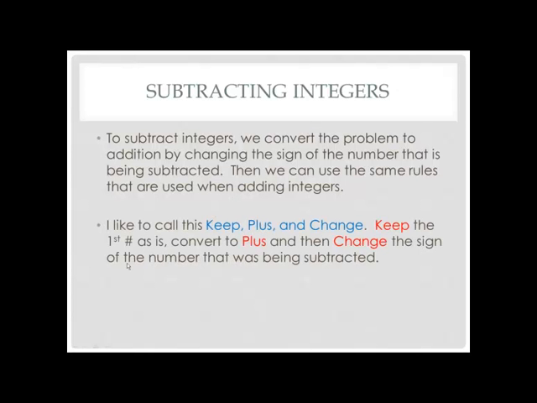So again, we convert the problem to addition by changing the sign of the number that's being subtracted. I like to call this keep, plus, and change. We keep the first number as it is, change it or convert it to plus, and then we change the sign of the number that was being subtracted. Then we use our rules that we just went over for addition. So keep, plus, and change. Keep the first number as it is, convert to plus, and then change the sign of the number that was being subtracted.